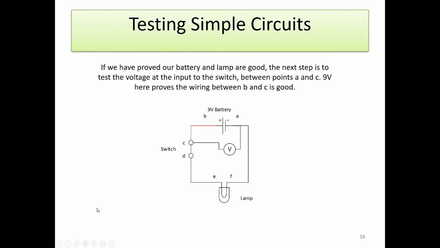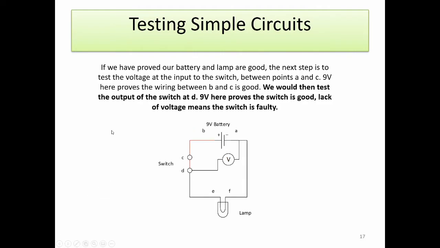So on this circuit, the first place we'd test is between A, which is the negative side of the battery, and C, the input to the switch. If we've got 9 volts here, it proves that the wiring from the positive side of the battery at B up to the switch is good. If we didn't have any voltage there, we'd have a wiring fault between our battery and our switch.